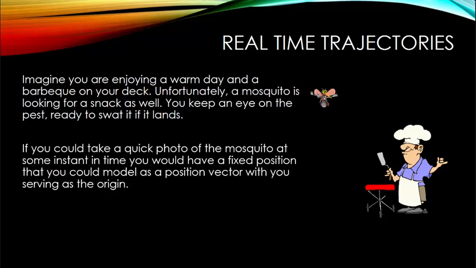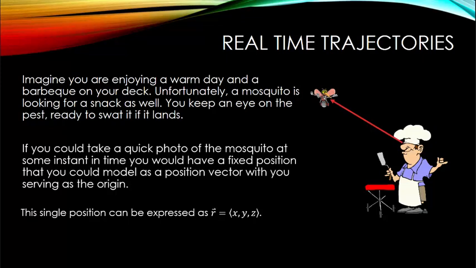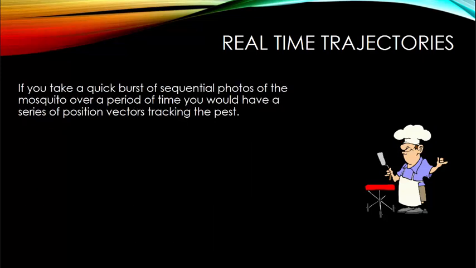I can then construct a vector that goes from me to the mosquito. And this single snapshot will give me a single position vector that can be expressed as the vector r equal to the components x, y, and z. But of course, the mosquito has already moved on. So now, if instead of a single photo, I take a quick burst of sequential photos of the mosquito over some period of time, I'm going to have a series of position vectors that track where that mosquito is over that period of time t.